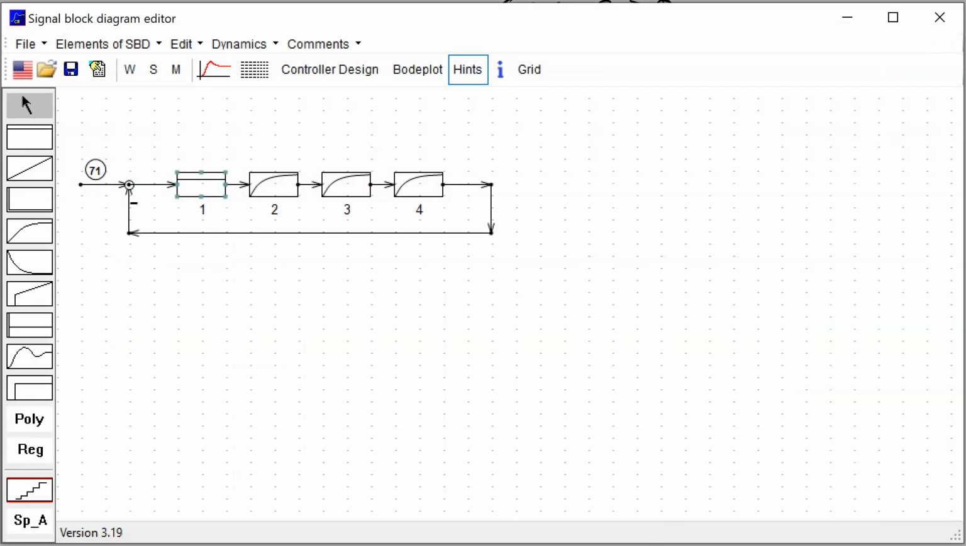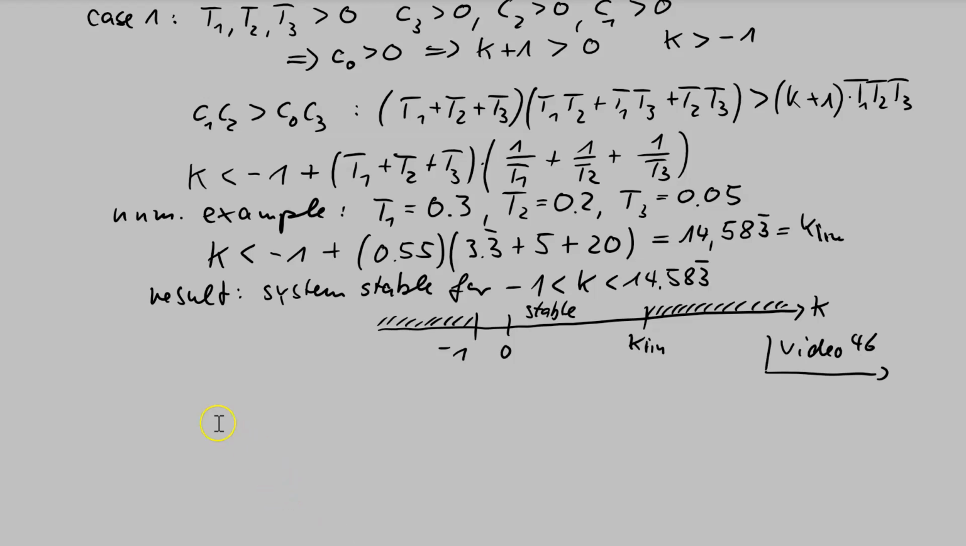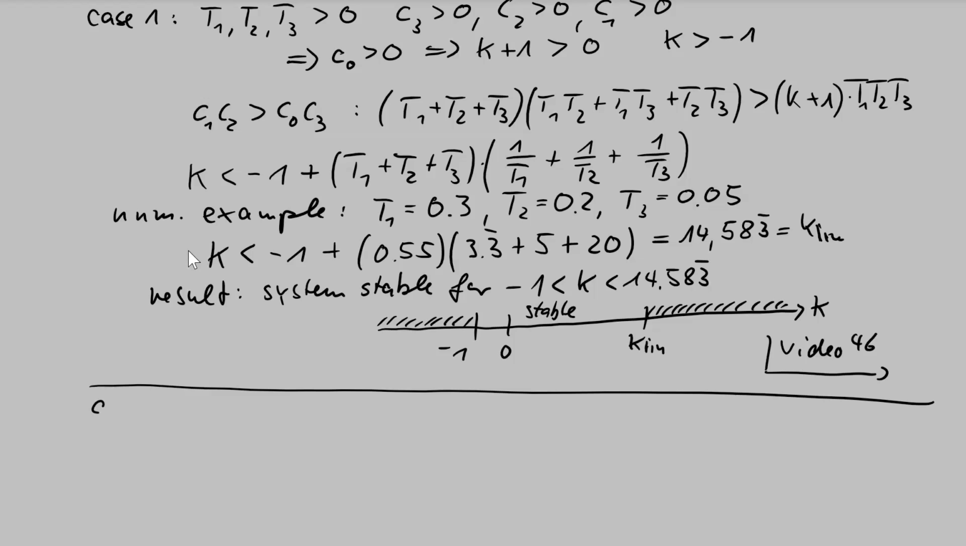Next step I want to show you is the case 2 situation, including simulation. Now, new calculation, case 2. T1, T2 are positive, but T3, so 1 is negative.